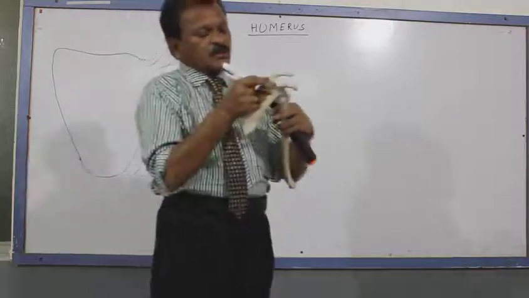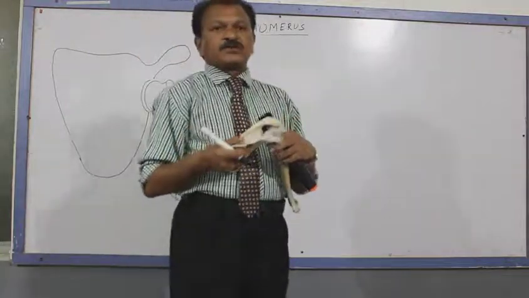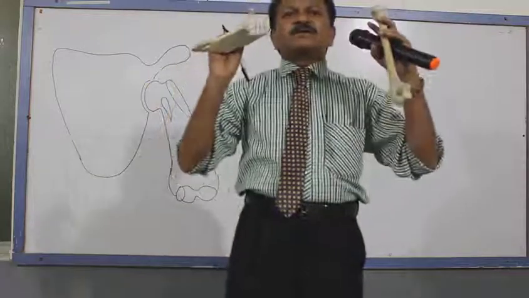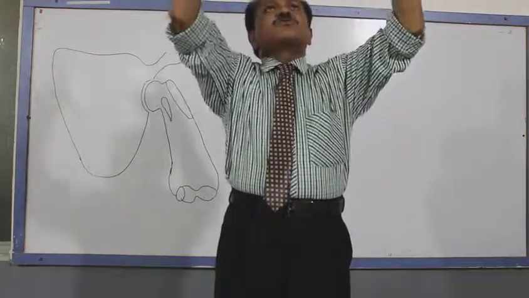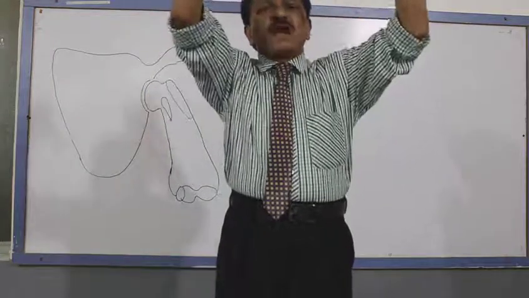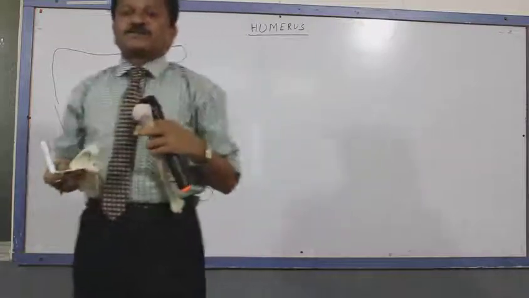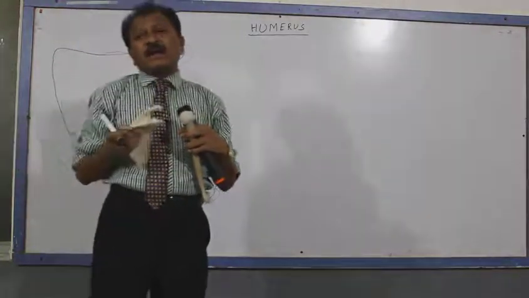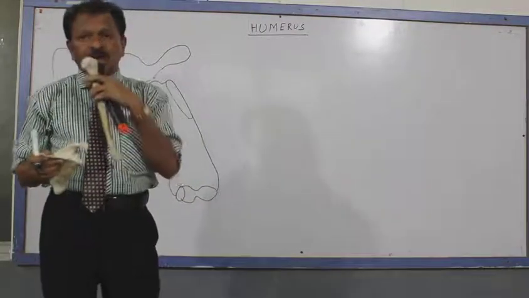But inferior dislocation is very common in volleyball players. When there is a fully abducted arm and the player is pushing the ball powerfully, there is a chance of dislocating the humerus on the inferior side. That is the drawback: inferior dislocation of the head of the humerus.